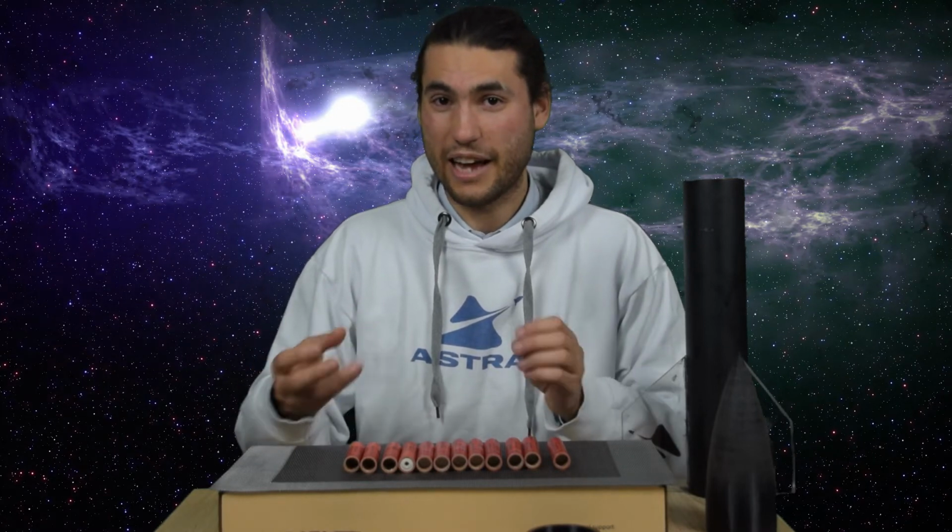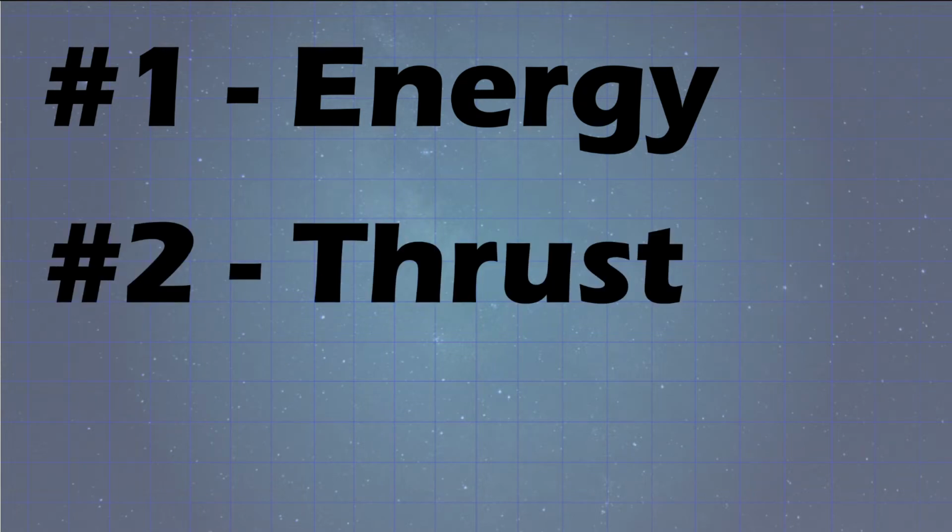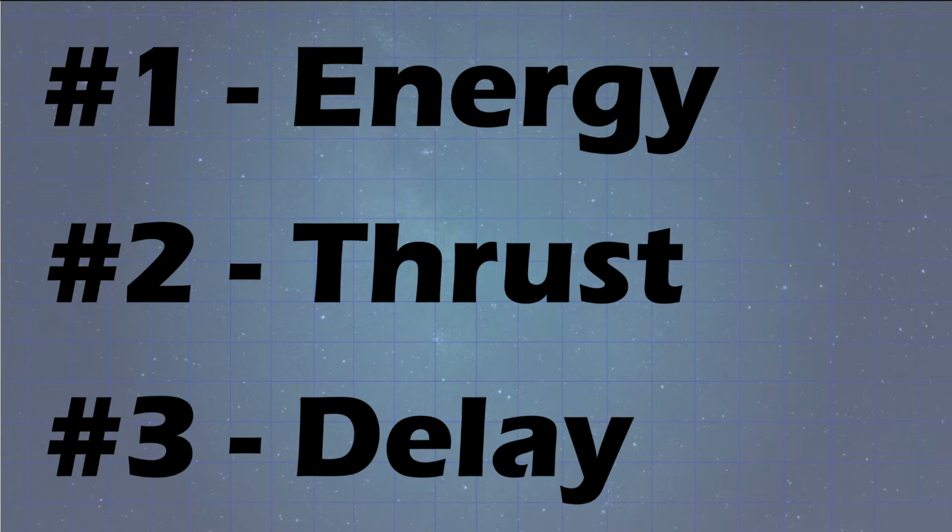And there are three types of information that are being conveyed in that code. Number one, the energy of the motor. Number two, the average thrust of the motor. And then finally, the delay the motor will have before it ignites the parachute charge.